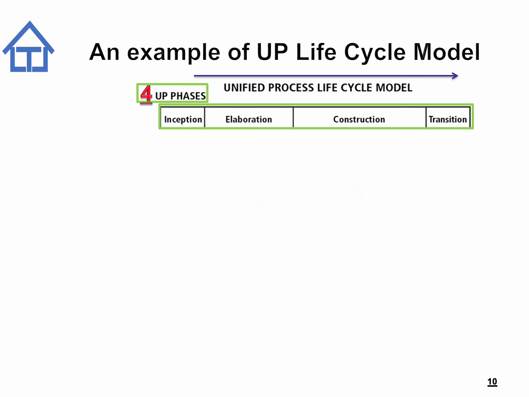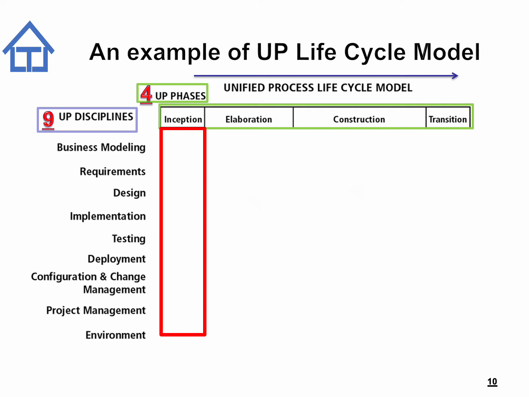In each iteration, there is a series of tasks that must be undertaken. This series of tasks are grouped into disciplines. There are altogether 9 disciplines in the Unified Process model. These 9 disciplines are shown here. Assuming that this project is not terribly complex, the inception phase only needs one iteration. So, for this iteration, the tasks listed in the 9 disciplines must be undertaken.